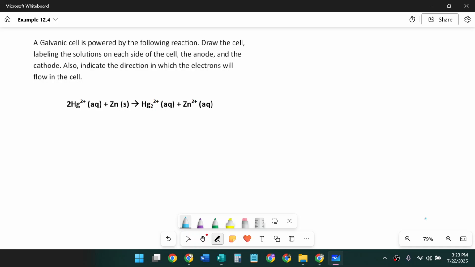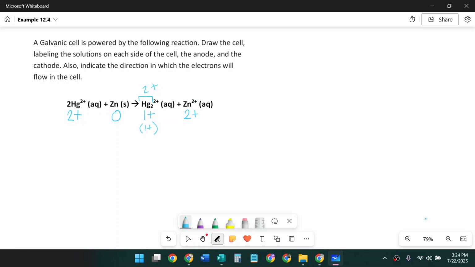We have a 2+ charge on this one, a 0 charge on that one. This one has a 2+ charge, but this is a polyatomic ion, so this 2+ charge applies to the whole thing, but each Hg is actually going to be a 1+. It's just that we have 2 of them because of that little 2 right there. And then zinc is just one thing, so it's going to have 2+.